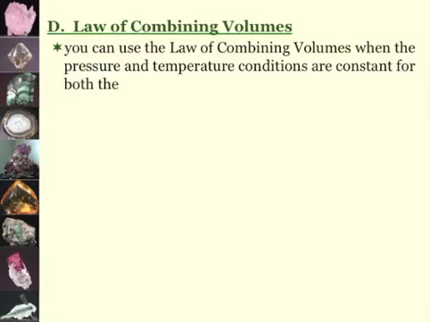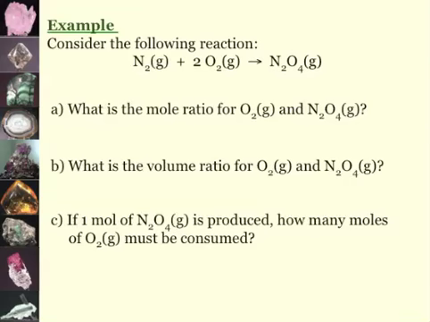Now, we need to always remember, though, our law of combining volumes. So we can use the law of combining volumes when the pressure and temperature conditions are constant for both the reactants and the products. So this, again, is gases, so let's keep that in mind. So considering the following reaction, we know there is a mole ratio of 2 to 1, so the volume ratio between the two is 2 to 1. So if 1 mole of dinitrogen tetraoxide is produced, how many moles of oxygen gas must be consumed?